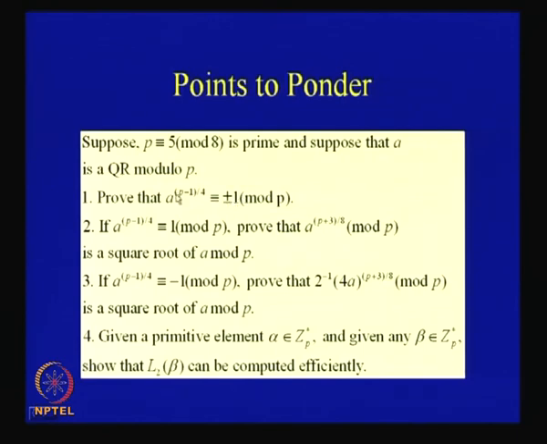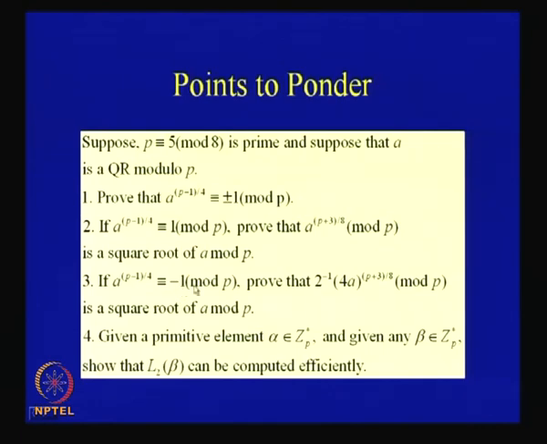I will give you an exercise to solve. We have talked about p congruent to 3 modulo 4. You can also take the problem of p being congruent to 5 modulo 8, and suppose that a is a quadratic residue modulo p. You can show that a power of (p minus 1) by 4 is congruent to plus or minus 1 modulo p, and if a power of (p minus 1) by 4 is congruent to 1 modulo p, then you can prove, similar to what we have done, that a power of (p plus 3) by 8 modulo p is the square root of a mod p.